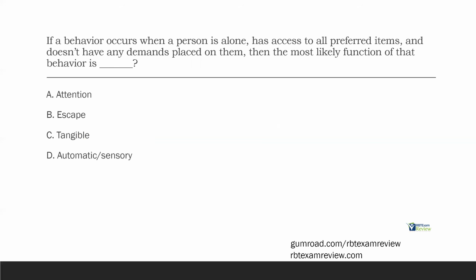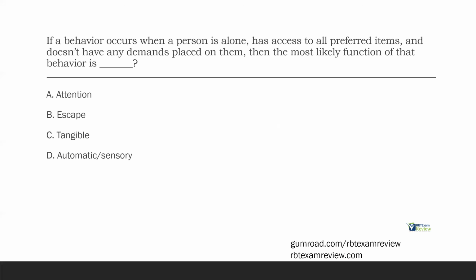If a behavior occurs when a person is alone, has access to all preferred items, and doesn't have any demands placed on them, then the most likely function of that behavior is what? Okay, so a function of behavior question, right? We have all of our functions here: attention, escape, tangible, automatic, sensory. Remember, automatic and sensory are the same function, okay? So what is the function of the behavior? The function of the behavior is the reason the behavior occurs, right?